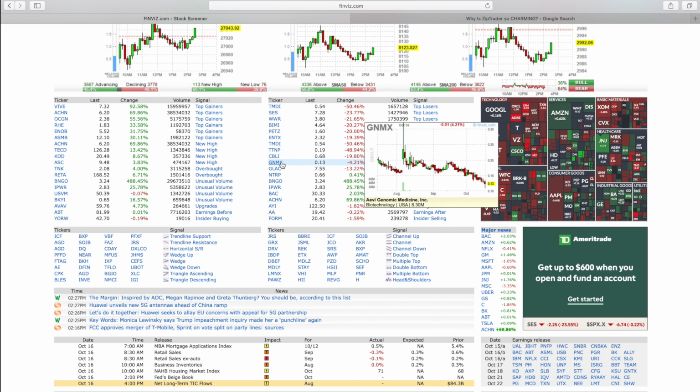Same thing here. This is not a position that I'd want to trade because it's trending down. It wasn't a quick sell-off, right? It wasn't a huge overreaction. This is just trending down.